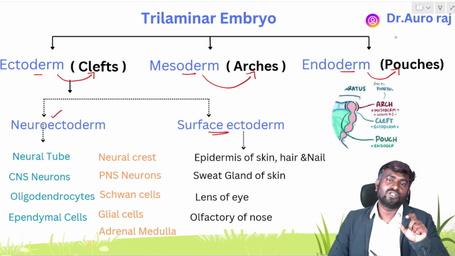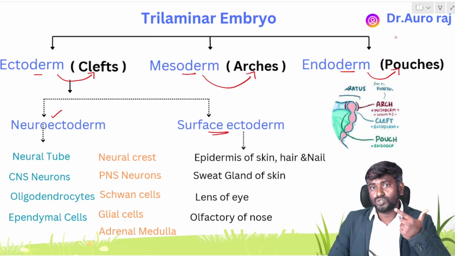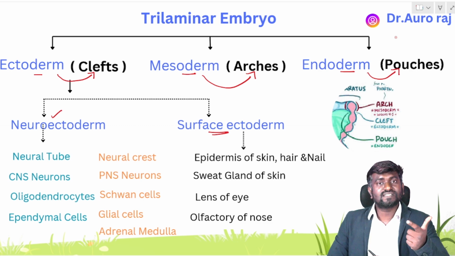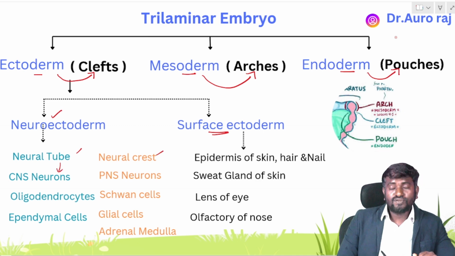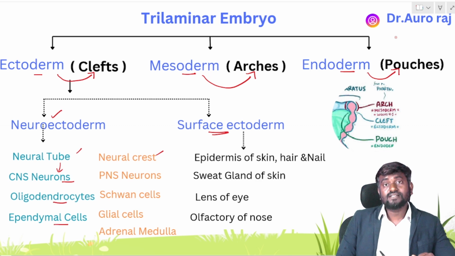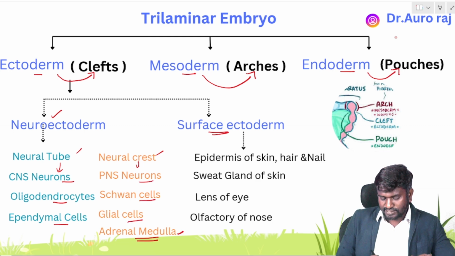Now, in embryology, we have also extensively studied the neural tube and also neural crest. For those who haven't studied, please go to the upper limb video lecture. You will study the embryology of neural tube and neural crest. We studied that the neural tube will form the CNS neurons, oligodendrocytes and ependymal cells. Neural crest cell derivatives are going to be PNS neurons, Schwann cells, glial cells and also adrenal medulla.